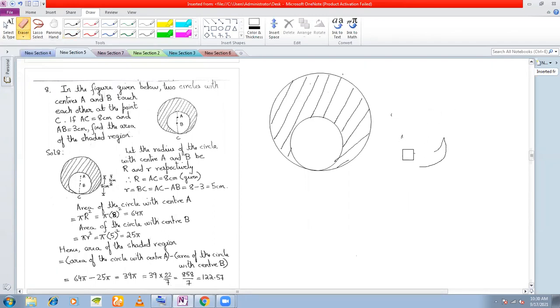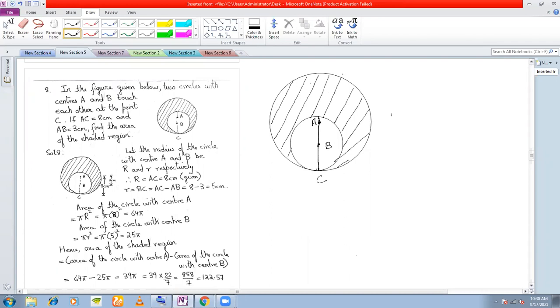Now you have to find out the area of the shaded part here. The center of the bigger circle, they have given somewhere over here, A. And the center of the smaller circle, they have given here as B. You join these with a straight line. These two centers will lie on the same straight line. They have already joined them in the figure with a dotted line. And the circles touch at the point C.